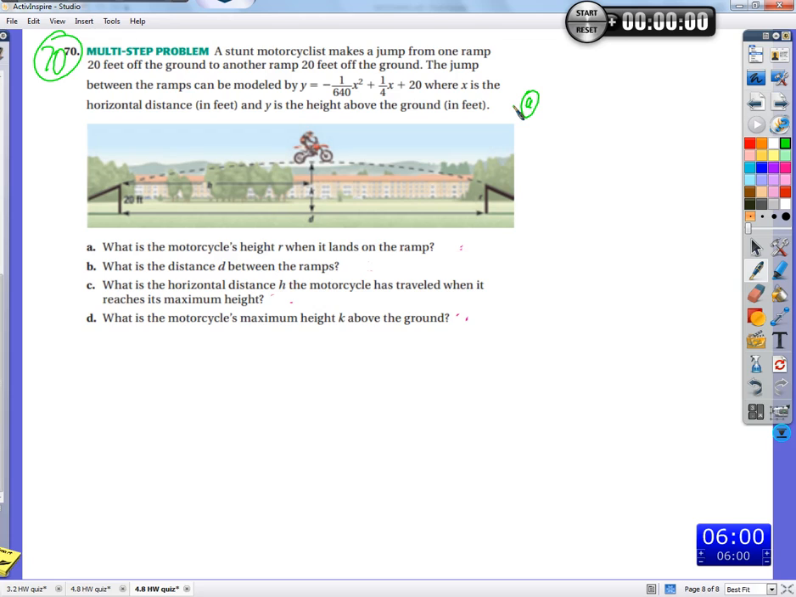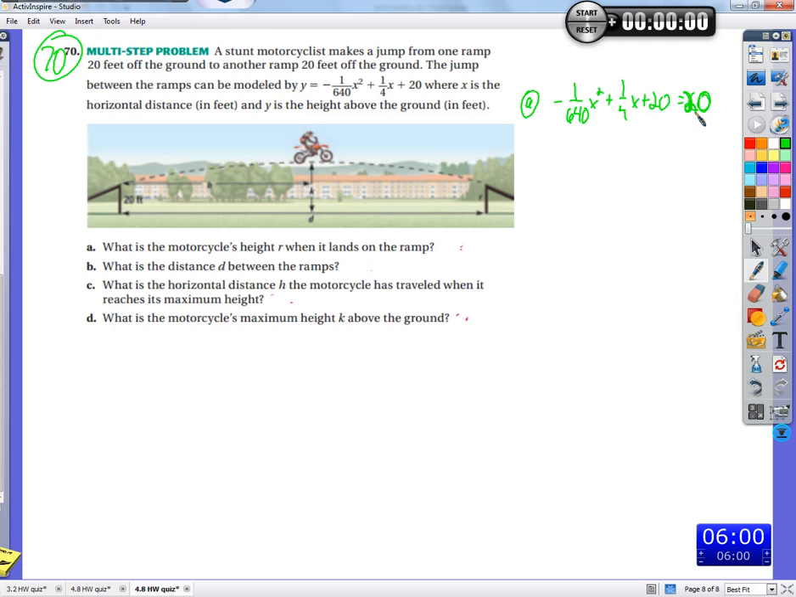The height, right? This is the height of the ramp. So when he starts out, he's 20 feet high. And then when he ends, he's also 20 feet high. Right? So if we take negative 1 over 640 x squared plus 1 fourth x plus 20 and set it equal to 20.